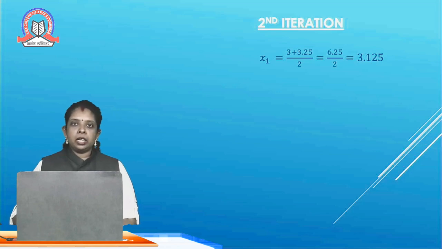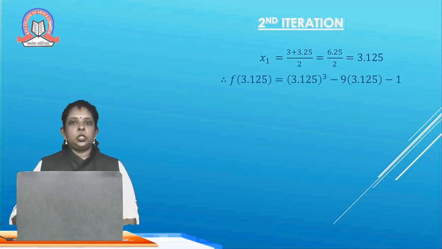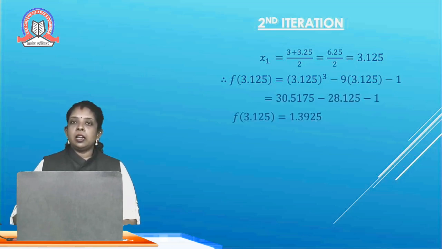Now we continue with the next iteration, that is the second iteration. Again we have to find the midpoint of 3 and 3.25. 3 and 3.25 have a midpoint of 3.125. Now we substitute it into the function x cube minus 9x minus 1. Then we again get a positive value, which is 1.3925. So 1.3925 is a positive value, so we have to multiply it with a negative function result. Then only we will get a value which is less than 0.